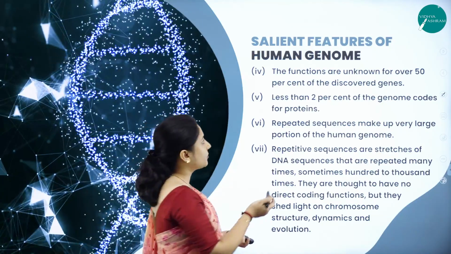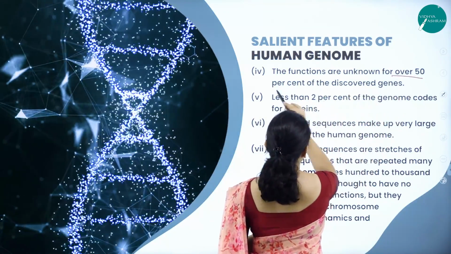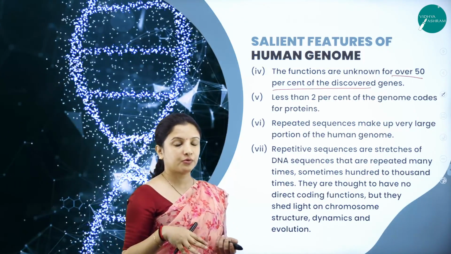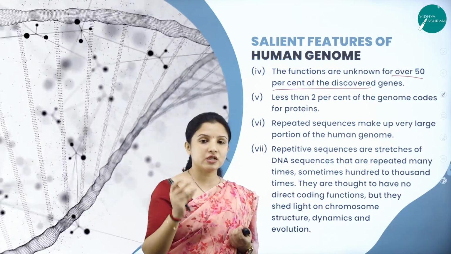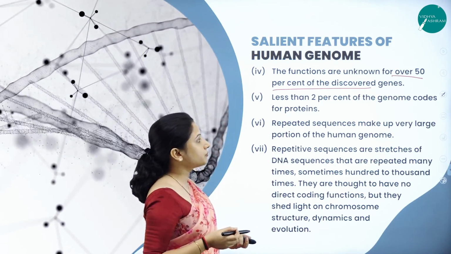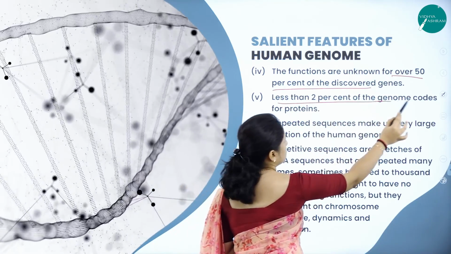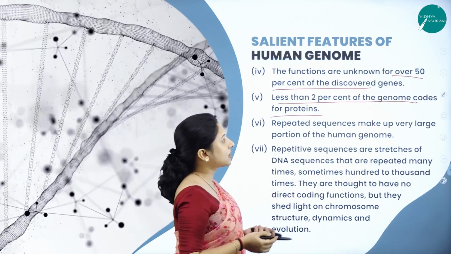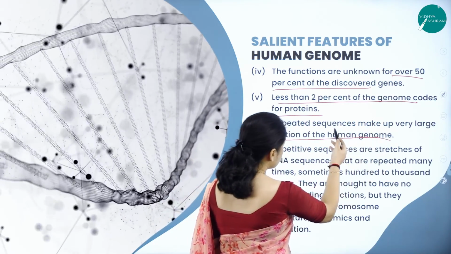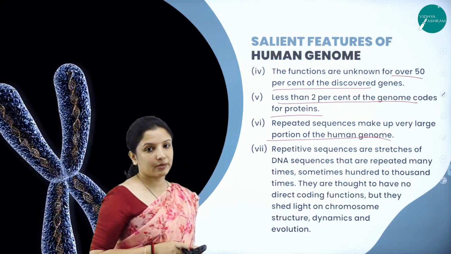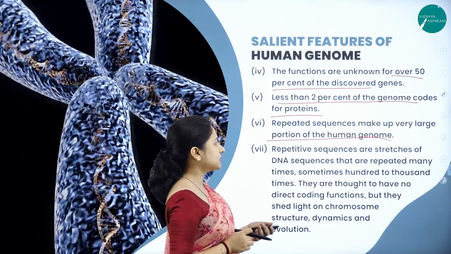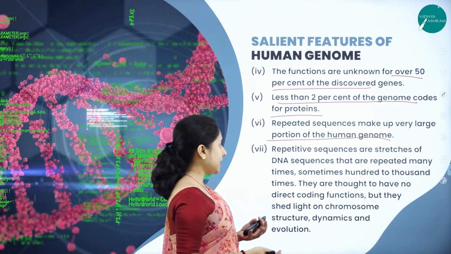The function was unknown for over 50% of the discovered genes. So many genes were discovered by the Human Genome Project, but the function of 50% of them was still unknown, and less than 2% of the genome codes for proteins. That is what they found out. The repeated sequences make up a very large portion of the human genome, and because of this it was quite a laborious process. Repetitive sequences are stretches of DNA sequences that are repeated many times.